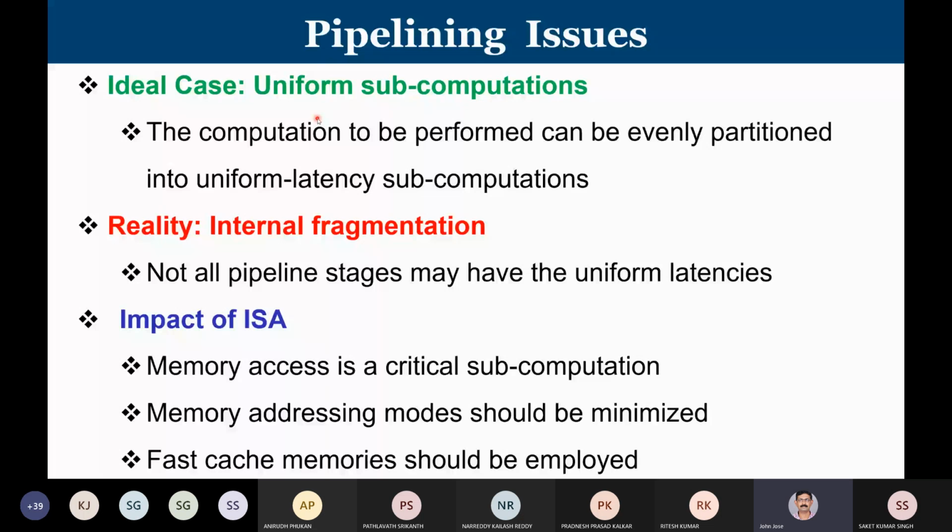So what is the impact of ISA? While designing the instruction set architecture, like the instruction encoding that you learned in the first half of the course, make sure all instructions are of uniform complexity. That is why you will get an advantage from the RISC instruction set. Memory access is a critical subcomputation and may take more time, so the IF and MEM stages may take more time. So we have to reduce memory addressing modes as much as possible. Using faster cache memories can be one way to reduce this. In order to get performance, all stages have to be uniform. The two stages which are creating a bottleneck are the IF and MEM stages.